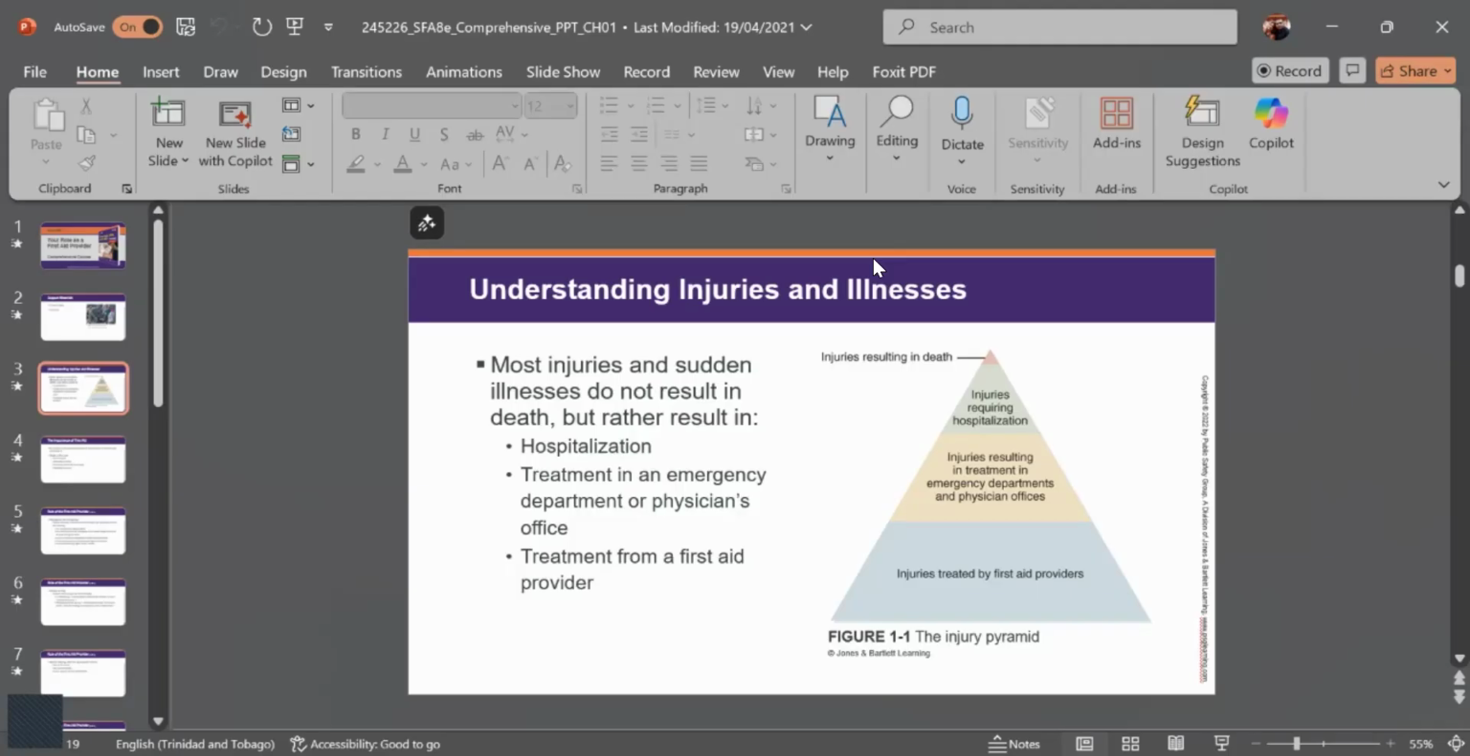In reality, it doesn't work that way. First things first, most injuries and sudden illnesses do not result in death, but rather you may have hospitalization, or you may have treatment at the emergency department or the physician's office. Now, in the US, you would see emergency department or emergency room. What do we call it in Trinidad?